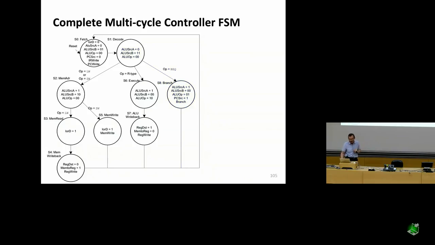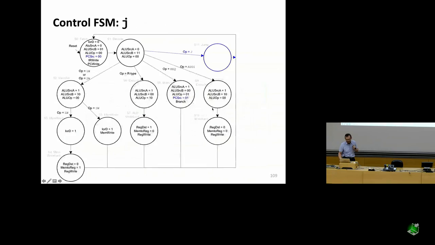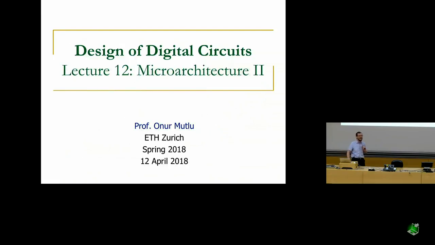And this is our complete multi-cycle controller. And you can keep adding. If you need to add another instruction, you just need to add more states, as long as you have the data path elements and control signals. And you could keep adding jump, for example, and that brings us to the end of the lecture.